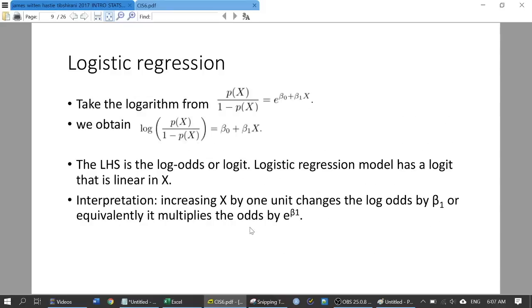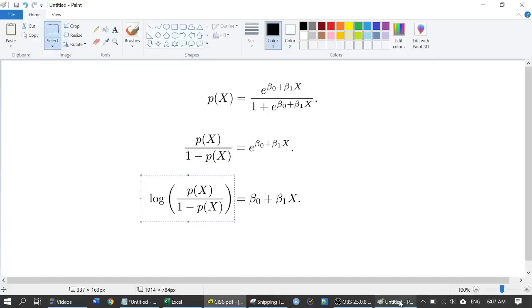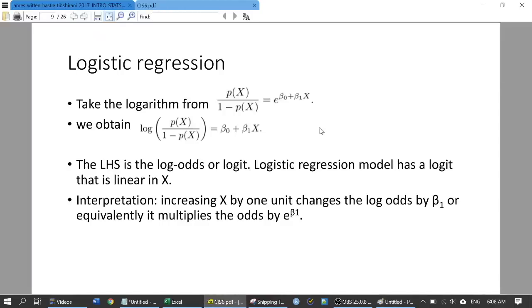So if we take the logarithm on the odds here, we have the logit function, which is the log of p(x) over 1 minus p(x), equal to beta naught plus beta 1x on the right hand side. The left hand side is called the log odds or the logit function, and the logistic regression model has a logit that is linear in x. So what it means is that the logit function on the left hand side has a linear relationship with x.